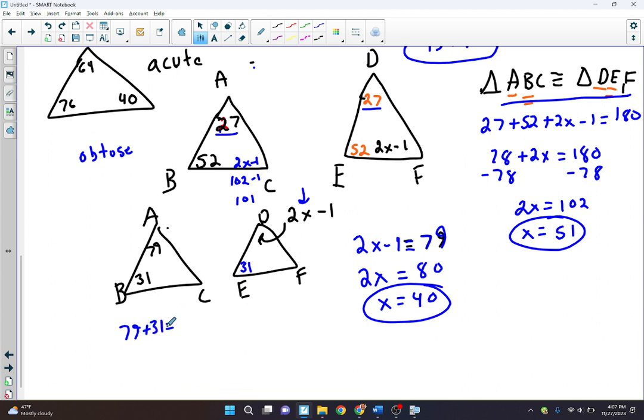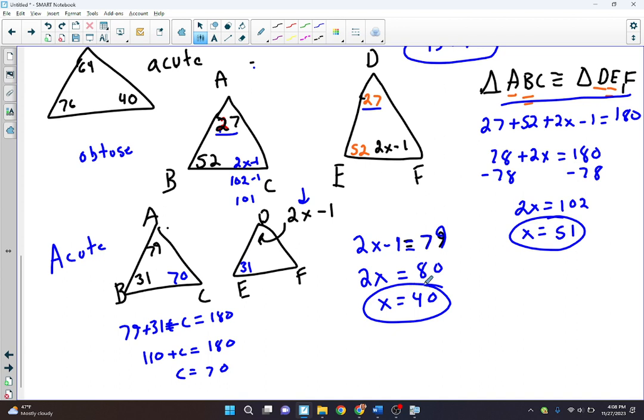We don't know what C is, so 79 plus 31 plus C equals 180. Added together that is 110. You could just do the math in your head: 180 minus 110, C equals 70. So if this is 70, what type of triangle is this? It's an acute triangle.